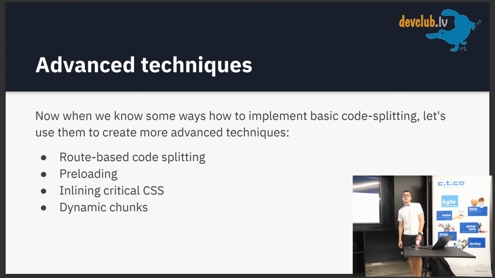Okay, and so now we know at least two ways how we can do that. And I think there are common patterns or techniques for how you can use that fairly basic thing and try to improve your code base in general. So one which I personally like is route-based code splitting. We will go one by one a bit later on. After that, preloading, where you just preload your component and then render it, and then inlining critical CSS and dynamic chunks.